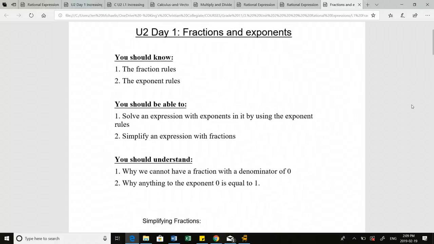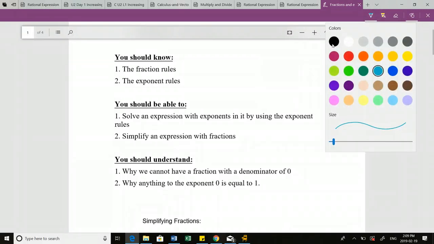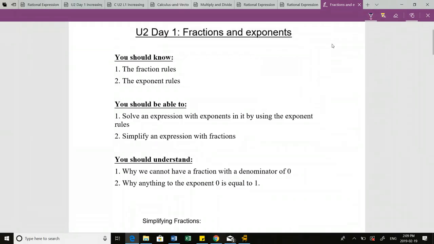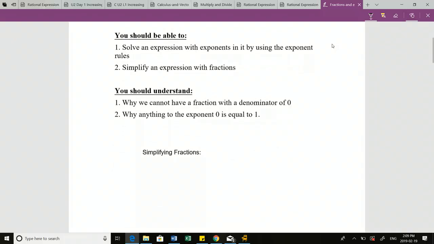By the end of the day, we are reminded about fraction and exponent rules, and that we can obviously simplify expressions or even solve expressions that have exponents in them and fractions. And we should also know why we cannot have a fraction with a denominator of 0, and why anything to the exponent 0 is equal to 1. So hopefully at the end of this, you will know how to do all of these things.